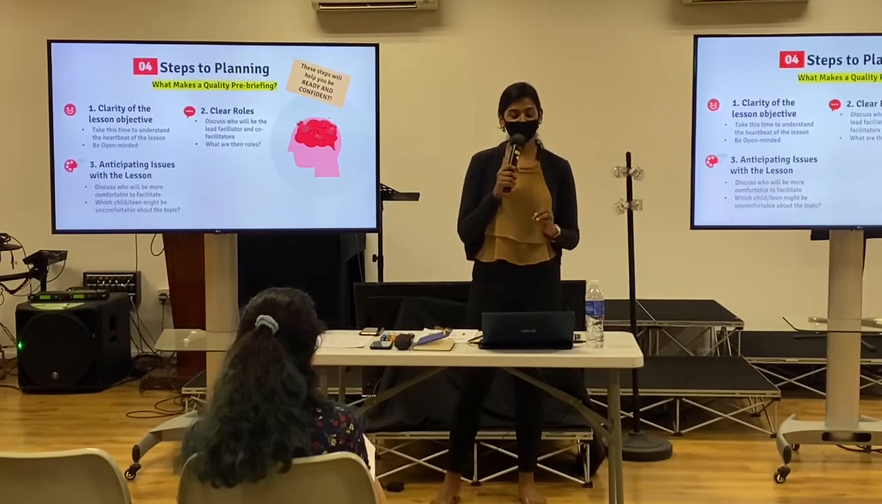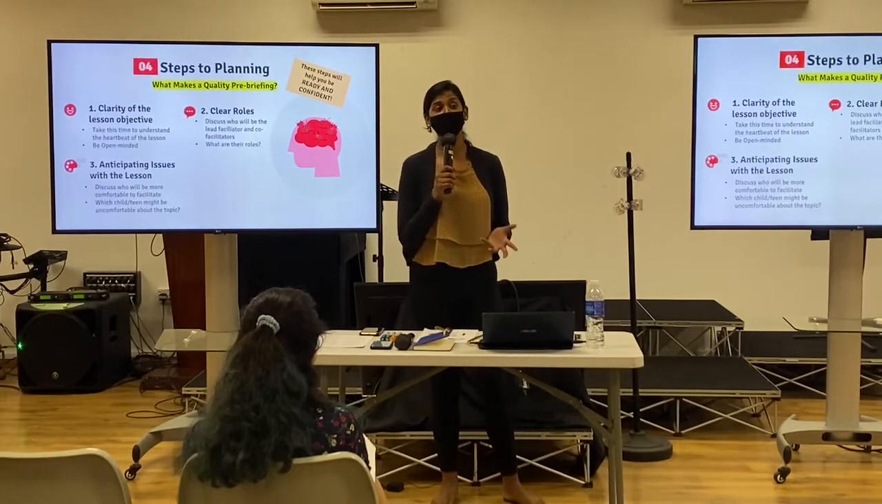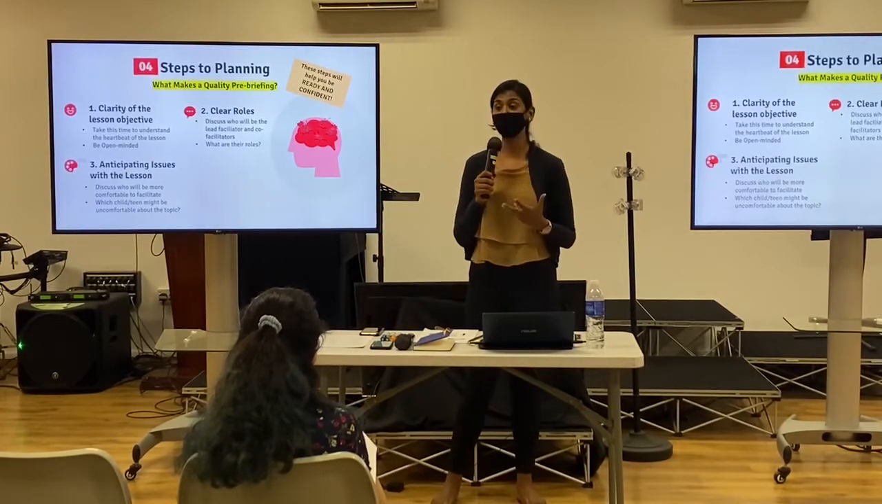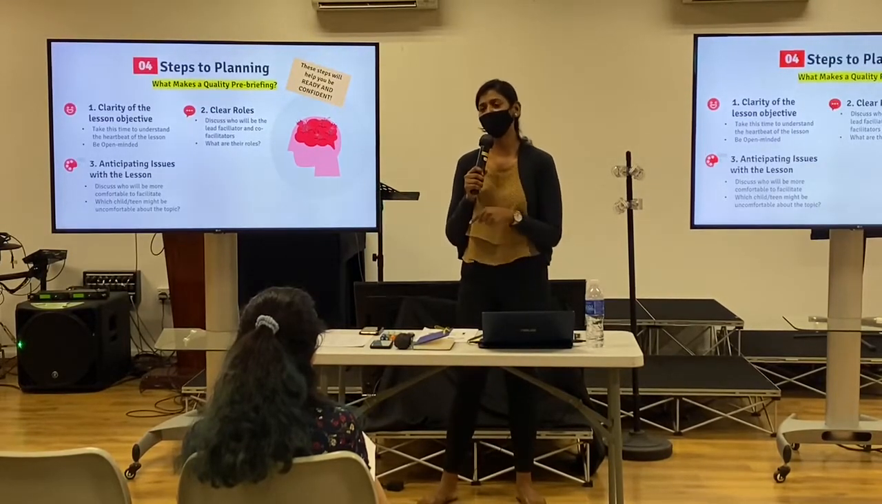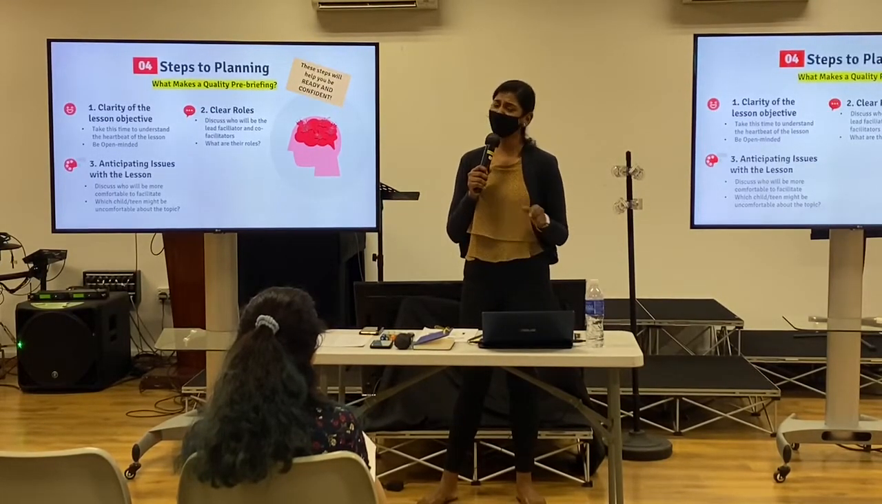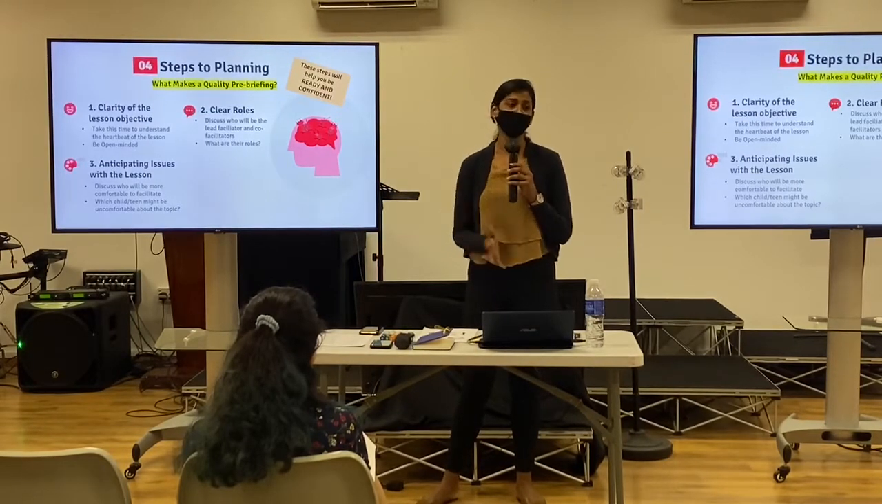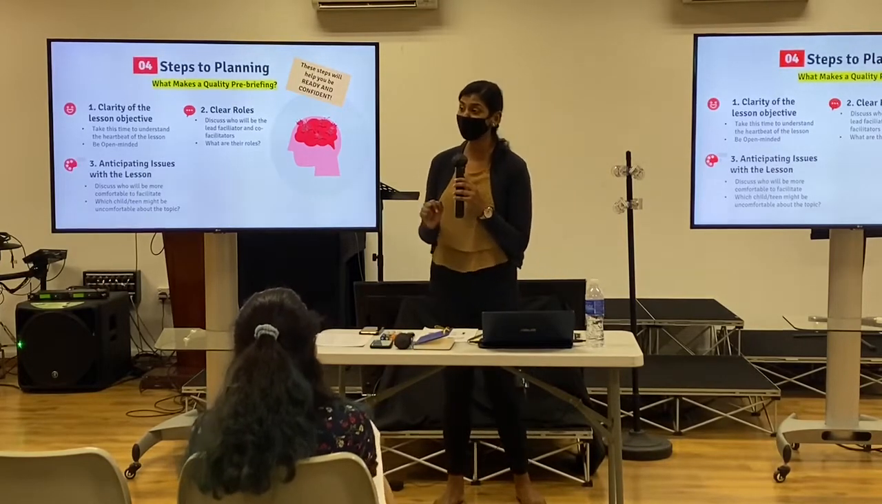And then anticipate issues with the lesson. For example, if the lesson plan is on emotional skills, and you know that some children have trouble regulating their emotions and might act up, then you should highlight during the pre-briefing, hey, I think this child might not be very sure of it. Hey, I think this child might act up, or might run out of the room. So you anticipate what might happen, and plan accordingly.